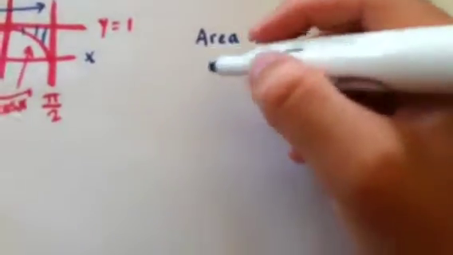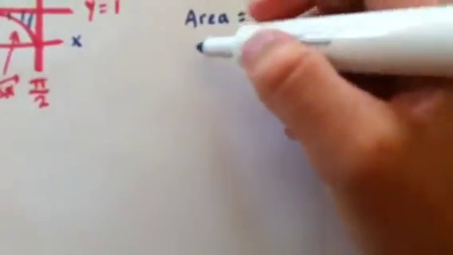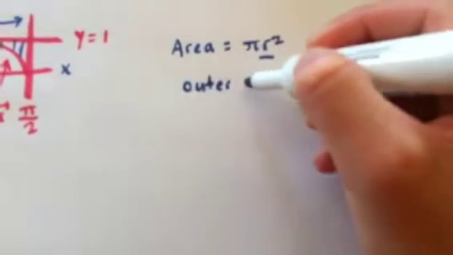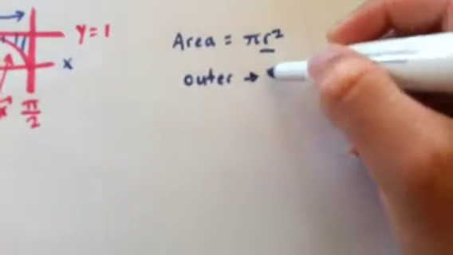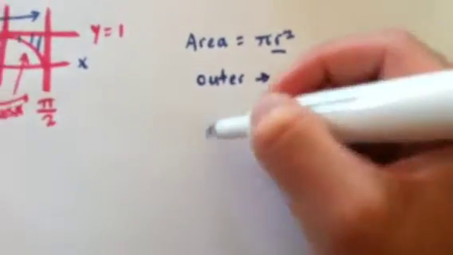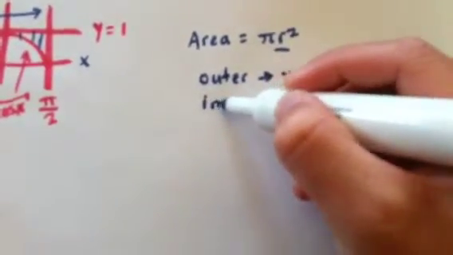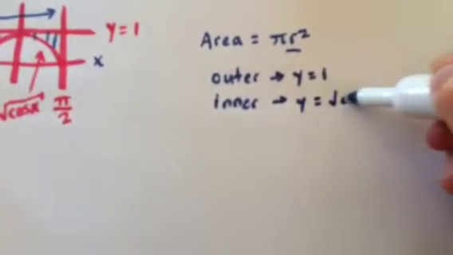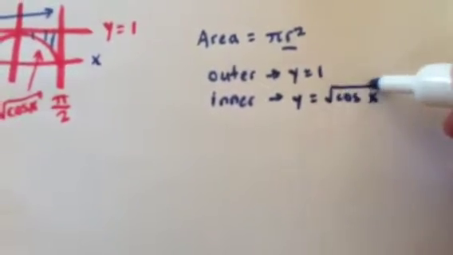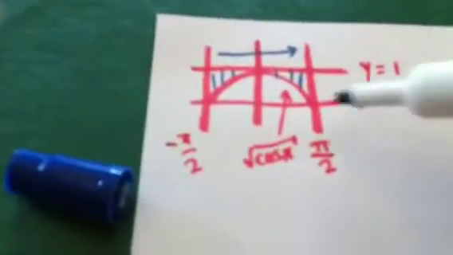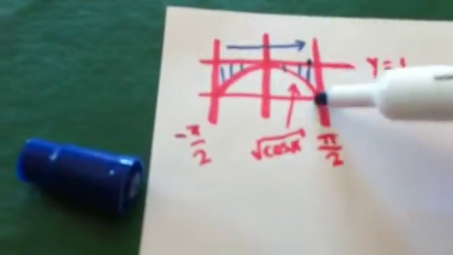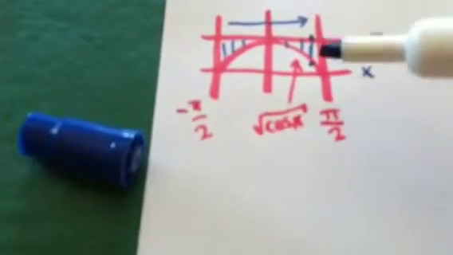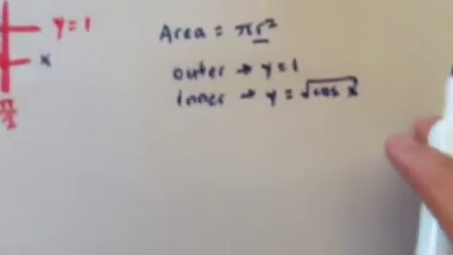In this case, we're going to have an outer radius and an inner radius. And the outer radius is going to be our y equals 1. And our inner radius is going to be y equals root cosine x. So that's just to say that we're going from here to here and around.